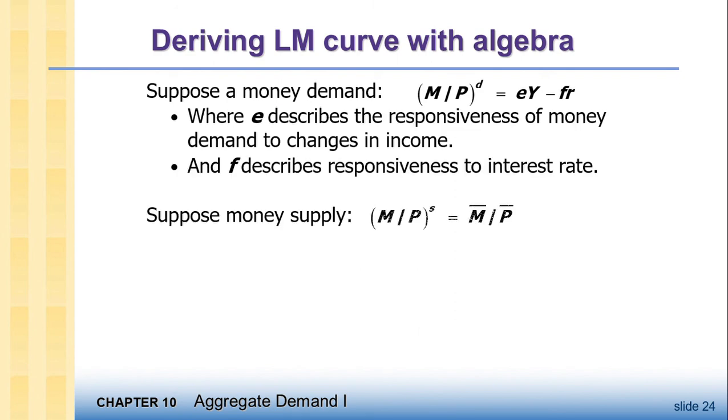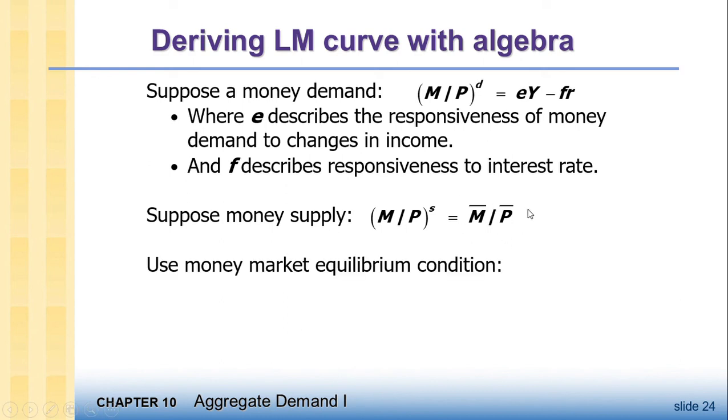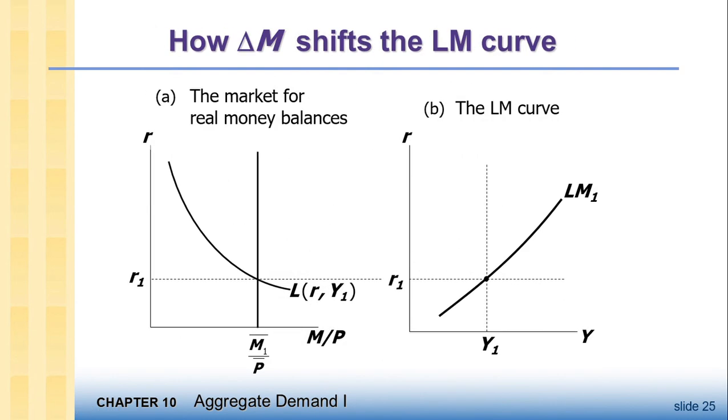Now suppose money supply is fixed at, as we know, M bar by P bar. So using the money market equilibrium condition, we have money supply equal to money demand, M by P equal to EI minus FI. And this is exactly what the LM curve equation looks like, right? So we have the market for money balances, and the LM curve necessarily implies this.